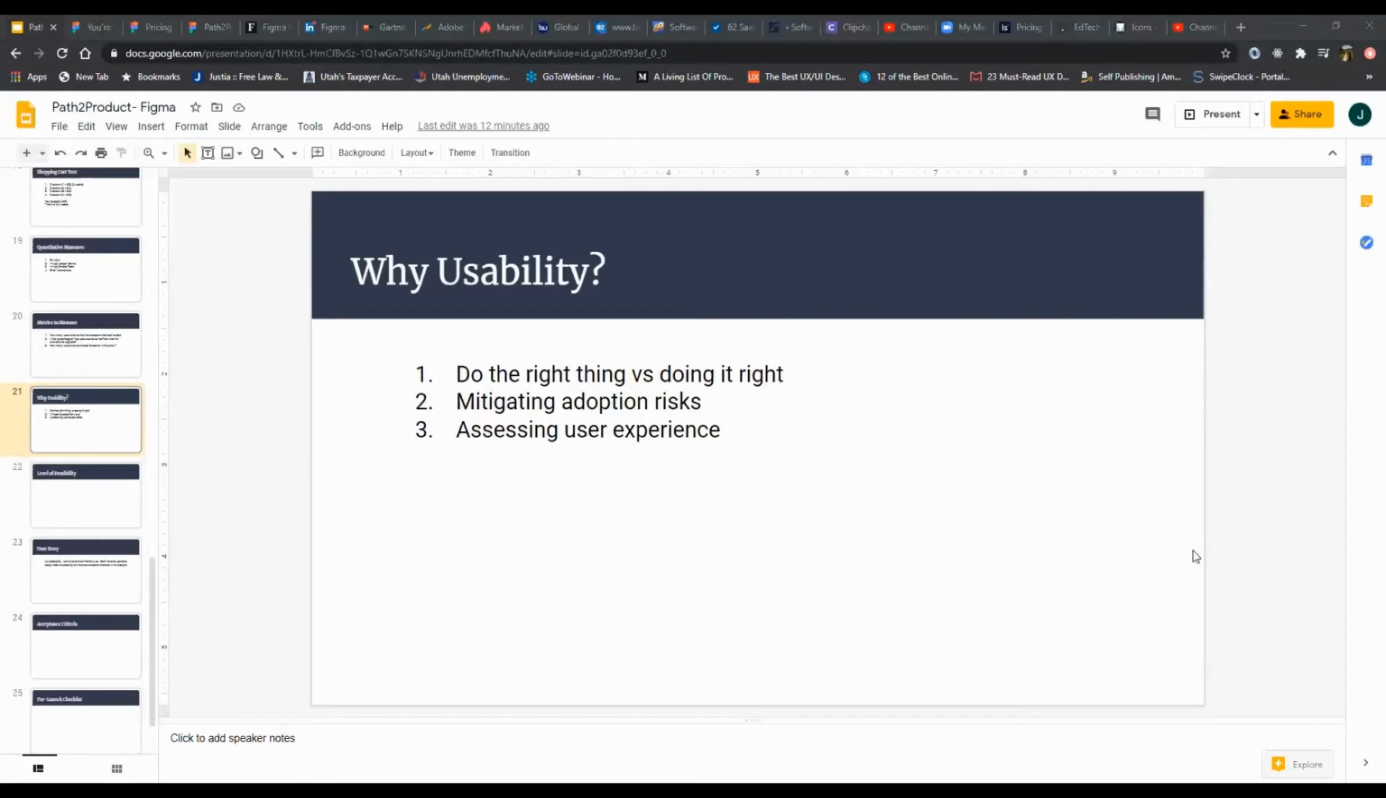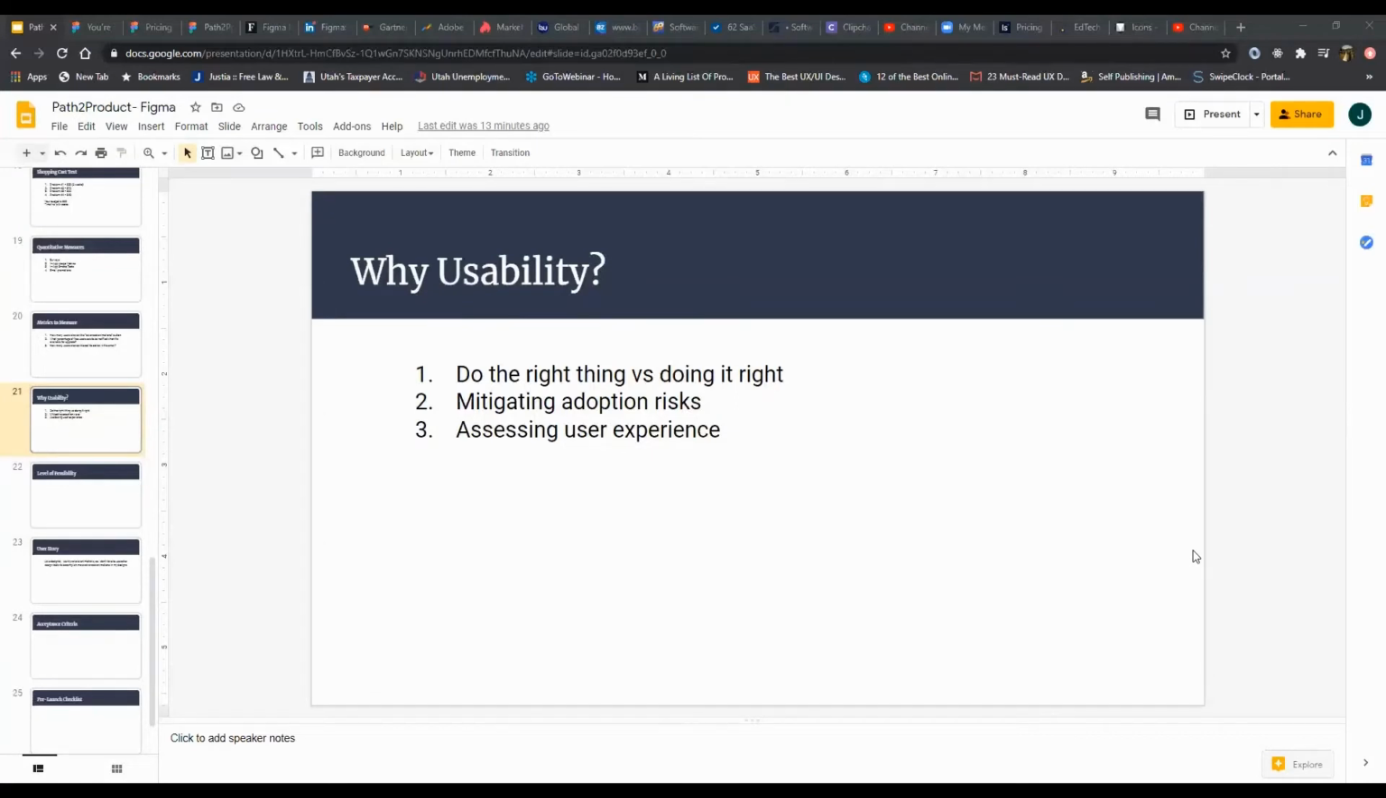This is trying to understand if the user can figure out how to accomplish the thing that they need to accomplish, right? So if you implement a new feature, you want to be able to mitigate your risk of not getting adoption, right? If it's not a discoverable feature, if it's not easy to find or use, usability tests help you figure that out. And it also helps you assess the user experience.